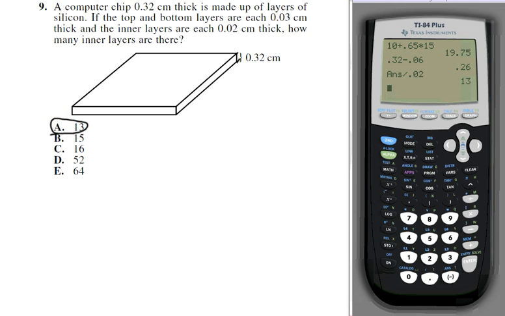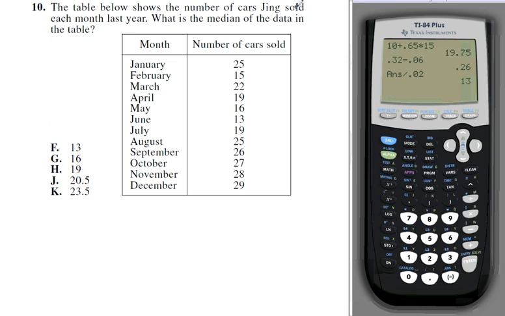And the last problem, the table below shows the number of cars being sold each month last year. What is the median of the data in the table? Now, if you're going to do this one by hand, this one might take you a little bit longer to organize all these, so you may come back to it later. Not because you don't know how to do it, just because it takes more time than others.